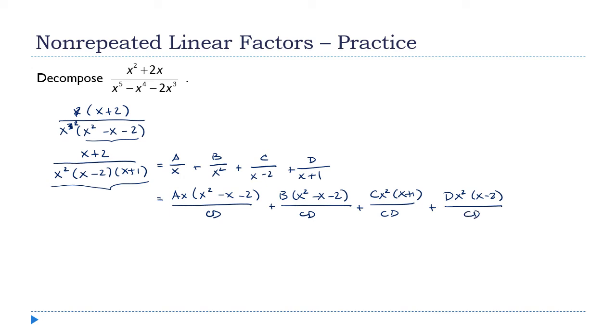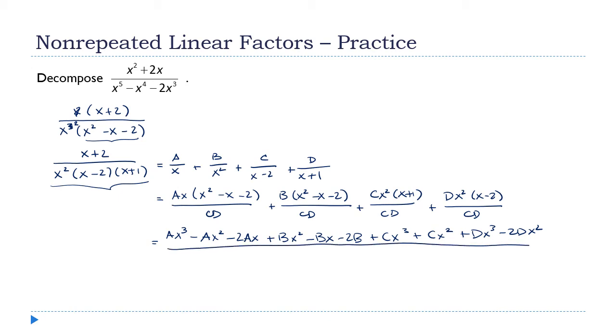Okay, multiply stuff out. So this is ax to the third minus ax squared minus 2ax plus bx squared minus bx minus 2b plus cx to the third plus cx squared plus dx to the third minus 2dx squared. See why I'm not writing that denominator out? I've got enough trouble writing out the numerator.